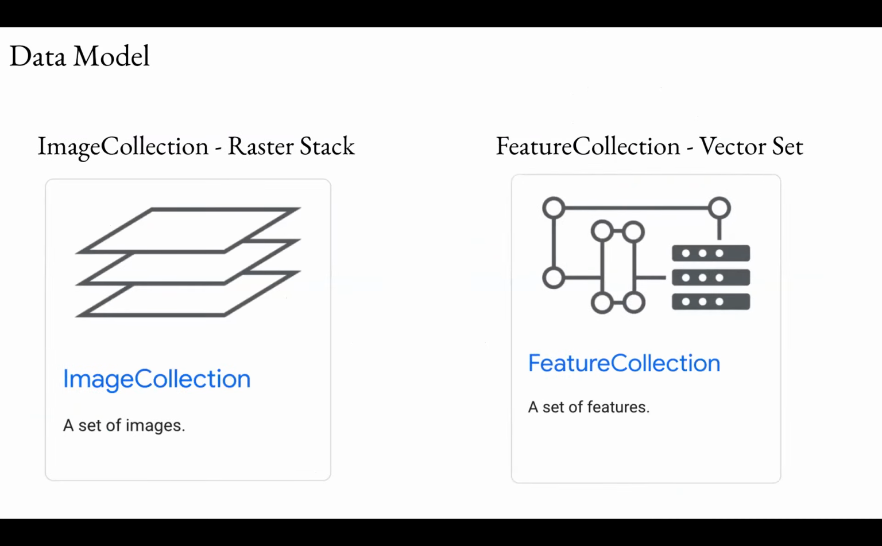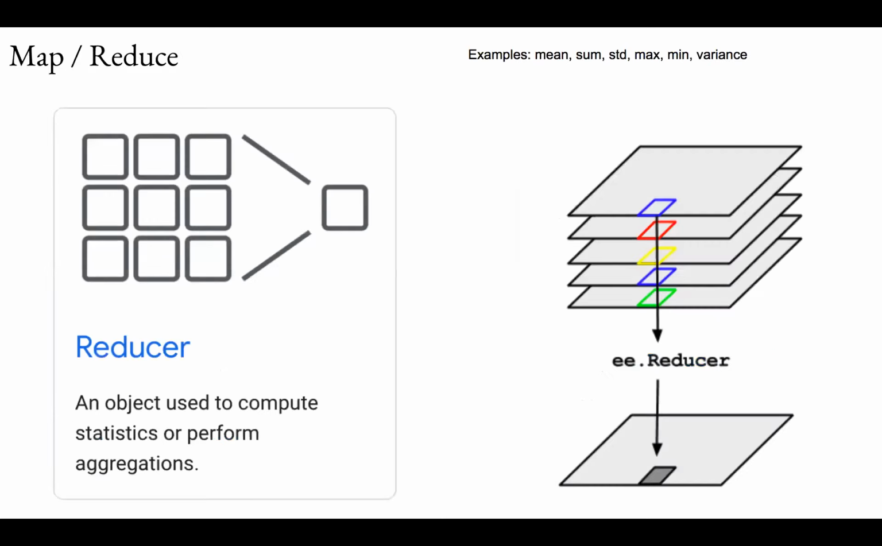And then you have the image collections, which is like a 3D stack of the 2D raster images, and a feature collection, which is like a set of polygons or a multi-polygon or a set of shapefiles or whatever. So these are kind of the fundamental data types. And basically, that's most of what you will work with if you're working with this.